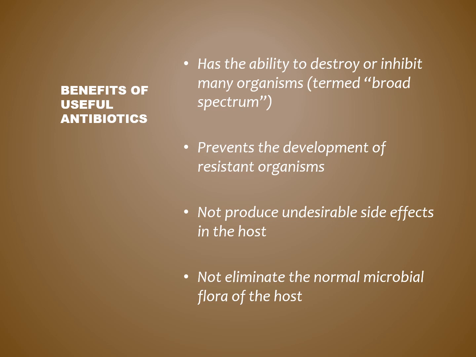A useful antibiotic has the ability to destroy or inhibit many organisms, and this is called broad spectrum. A broad spectrum antibiotic is effective against not only gram-positive organisms, but also gram-negative organisms. A useful antibiotic will also prevent the development of resistant organisms. So we think that a useful antibiotic is a drug that won't easily convert Staph aureus to MRSA or Enterococcus to VRE. We want to make sure that our antibiotic does not produce any undesirable effects in our host.